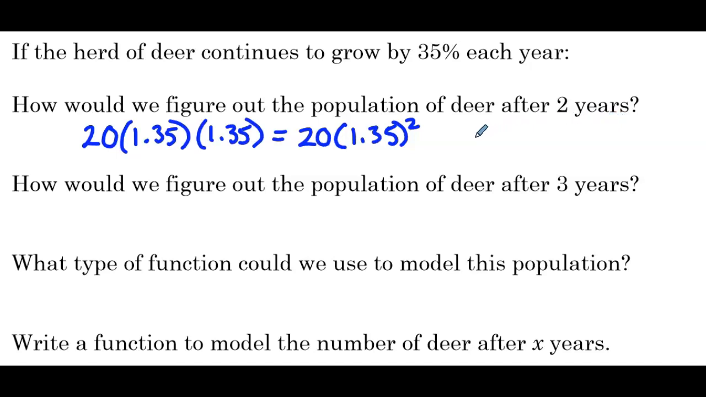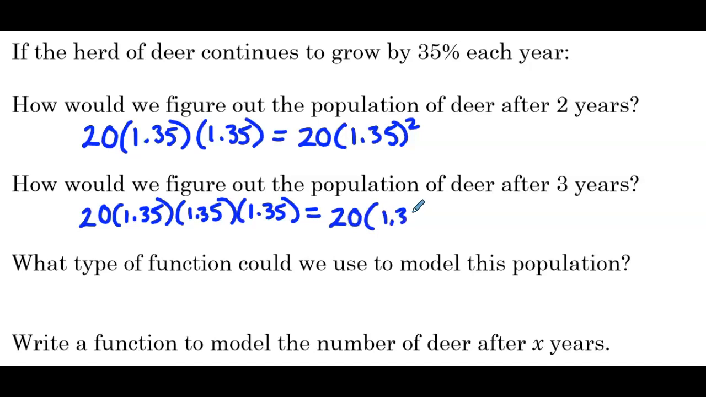But remember, we're trying to build up to an exponential growth function here. So now, how would we figure out the population of deer after 3 years? Well, if we take the same line of thinking from above, we'd have 20 times 1.35 times 1.35 times 1.35, for the first, the second, and the third year, which we can condense nicely as 20 times 1.35 to the third.